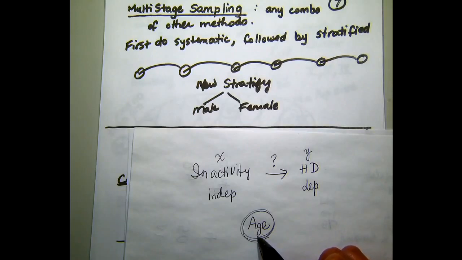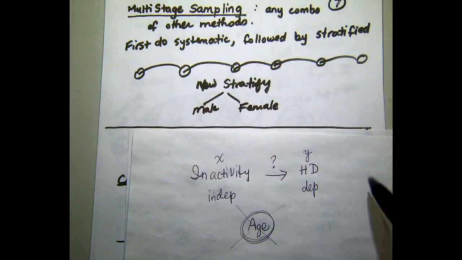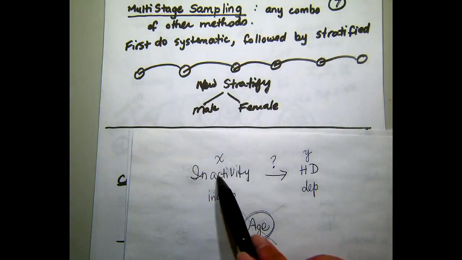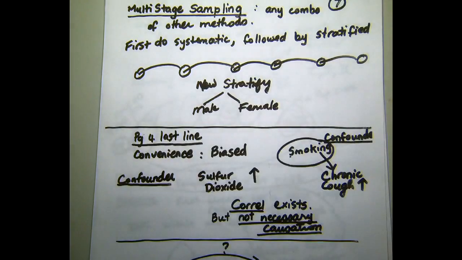Yes or no? So if you ignore age, you might falsely conclude that inactivity causes heart disease. You have to look at and control for confounders when you're looking at relationships between X and Y. Follow? Okay. So that's one. Confounding is a very complex topic. So this is the simplest example that I could think of to tell you.